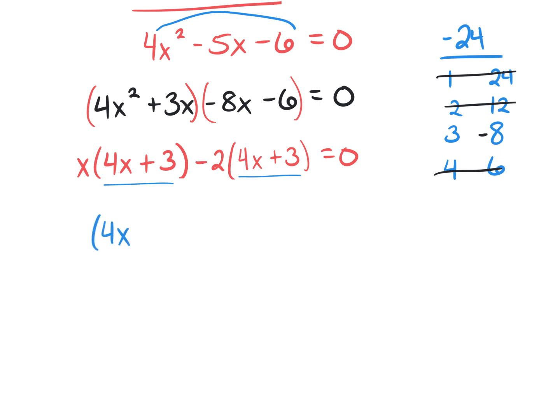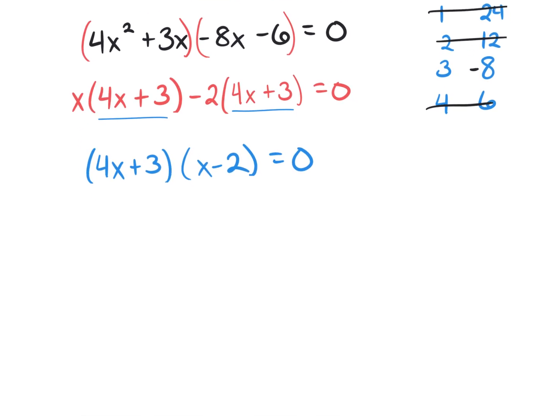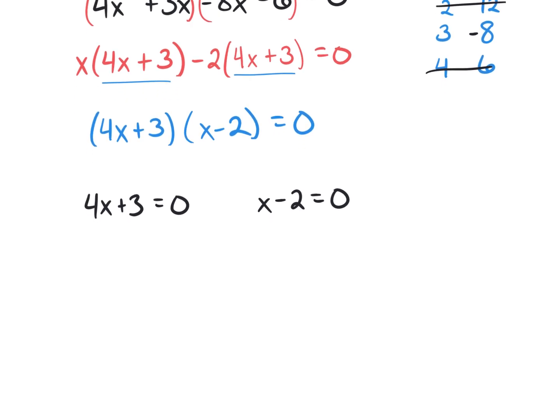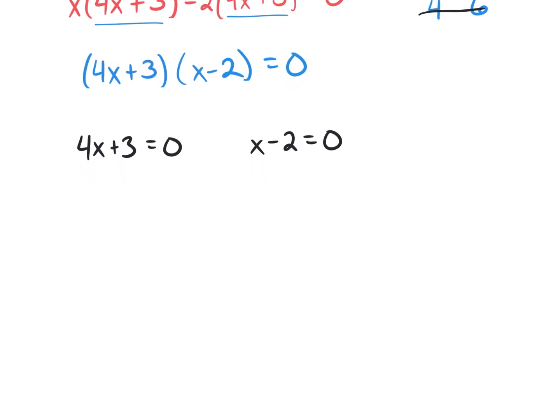I have 4x plus 3 and then x minus 2, both equal to 0. What should I do from here? Set them equal to 0 separately, right? So I have 4x plus 3 equals 0, and I have x minus 2 equal to 0. Now solve both separately. What do I do first on the left side? Subtract 3. So I have 4x equals negative 3. Next step, divide by 4. So I have x equals negative 3/4.